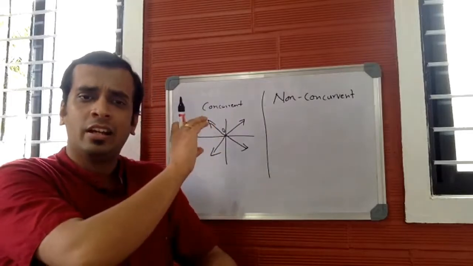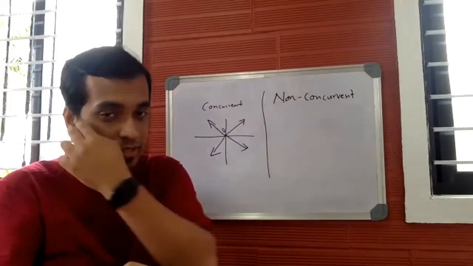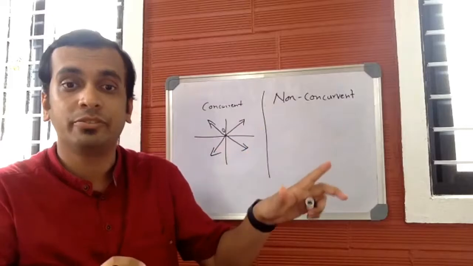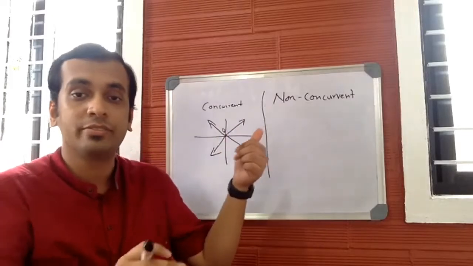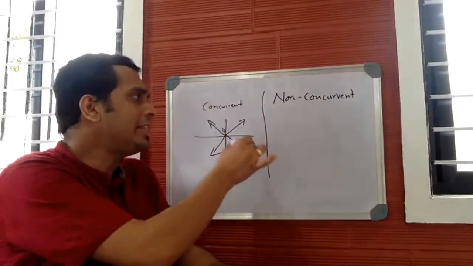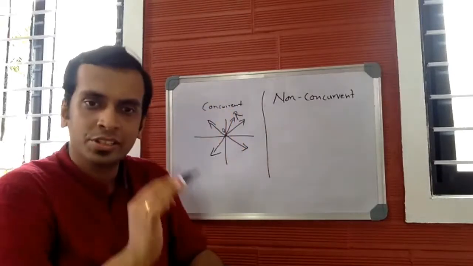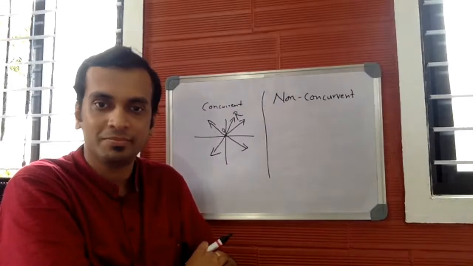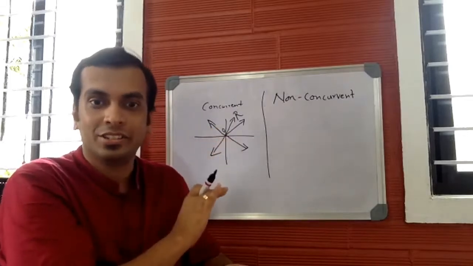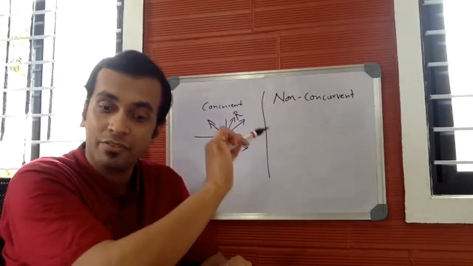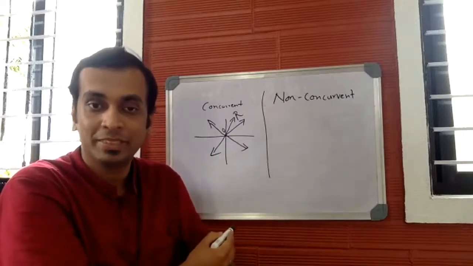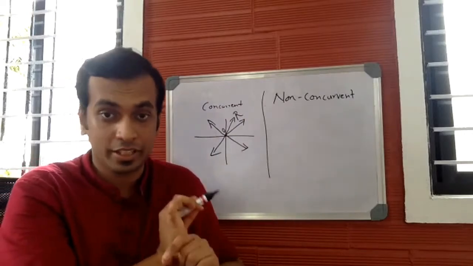Now, when we find the resultant of this concurrent force system, even the resultant will have that particular point as common. So it's very easy to locate the resultant because even the resultant should have the same point as common point in a concurrent force system.